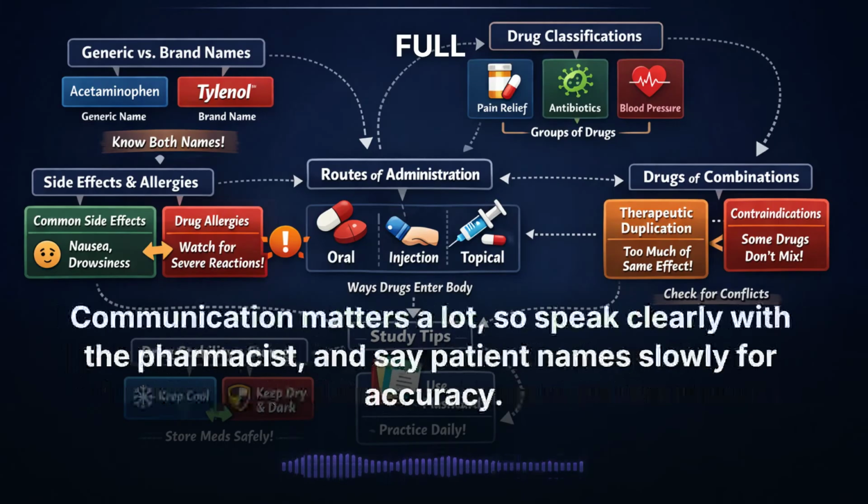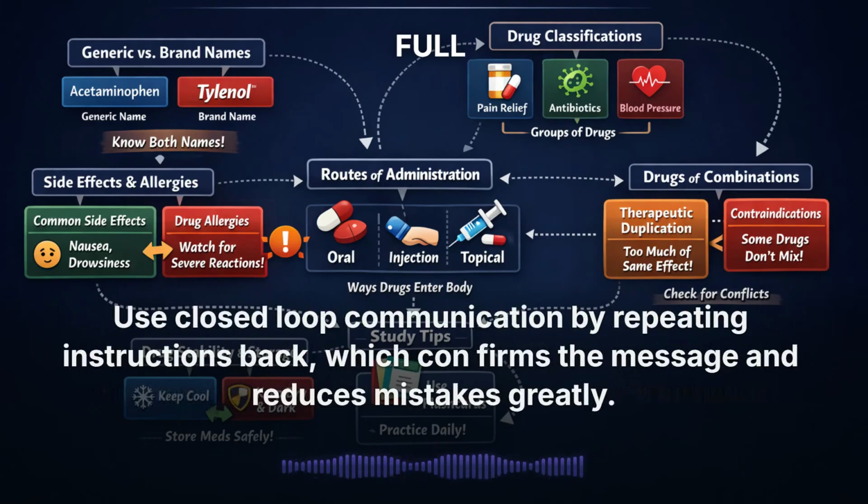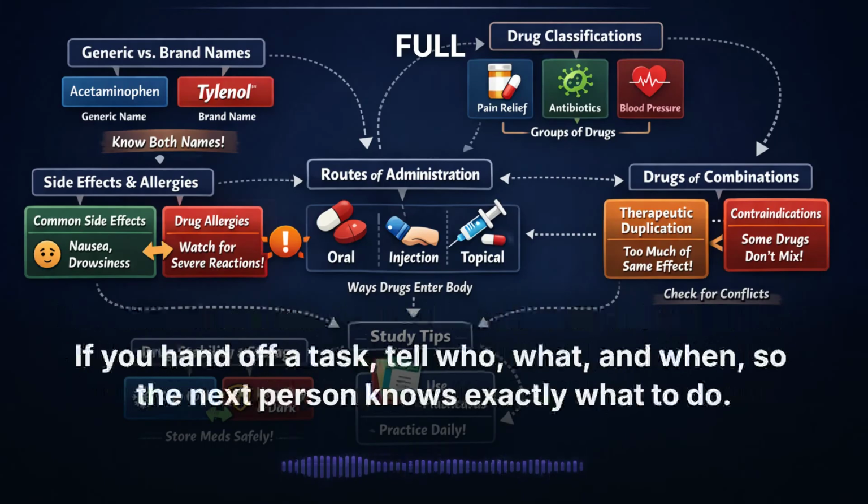Communication matters a lot, so speak clearly with the pharmacist and say patient names slowly for accuracy. Use closed-loop communication by repeating instructions back, which confirms the message and reduces mistakes greatly. If you hand off a task, tell who, what, and when, so the next person knows exactly what to do.